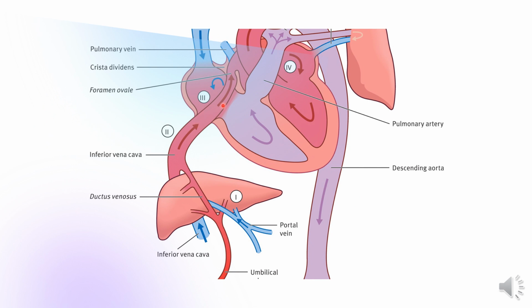Another picture showing this: the blood entering the right atrium, most of it will enter the left atrium, and some will join the blood returning from the SVC and enter the right ventricle through an opening here, the AV opening.